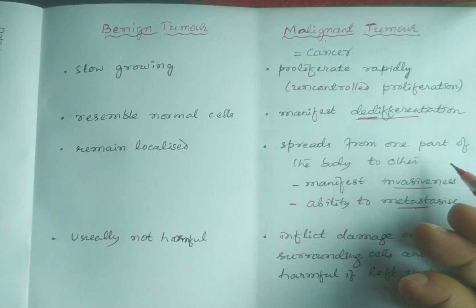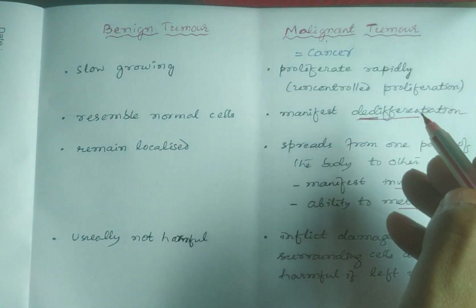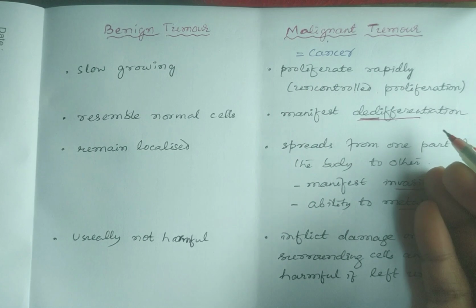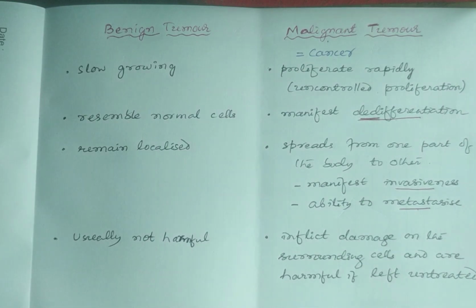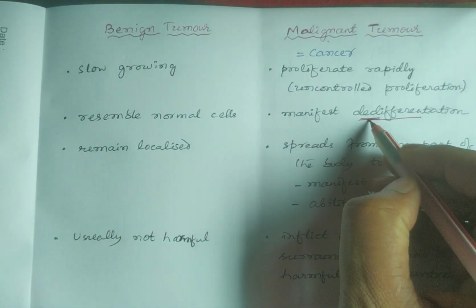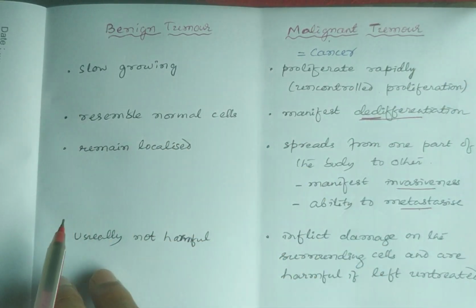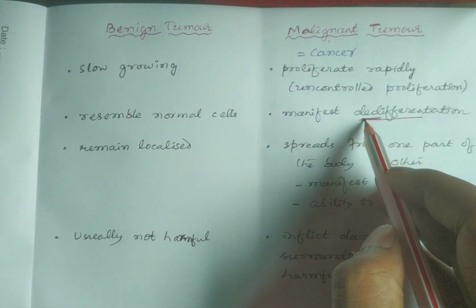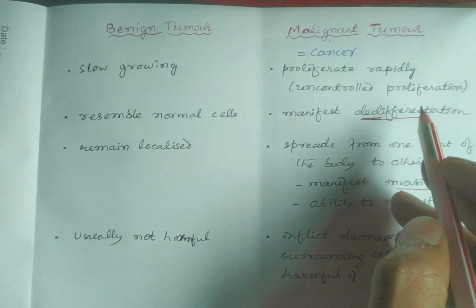For example, pancreas. If there is a pancreatic tumor, the normal pancreatic cell has some function and morphology, but the pancreatic tumor cells do not behave as the normal pancreatic cells. So if there is de-differentiation or poor differentiation, they multiply faster than a normal cell. So no more will they resemble normal cells, and there is loss of function, and morphologically also they are not the same as the normal cells.